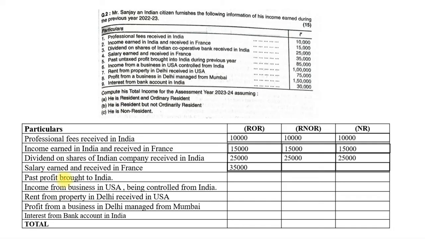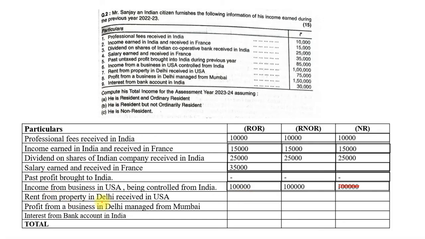Past profit, no one needs to pay tax. Income from business in USA, but it is being controlled from India. If it is controlled from India, the first two people will need to pay the tax. Only the first two people, not the last person. So only 1 lakh, 1 lakh. The last person need not pay the tax.